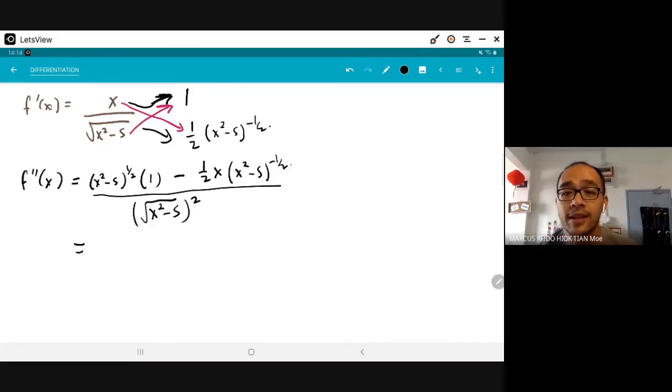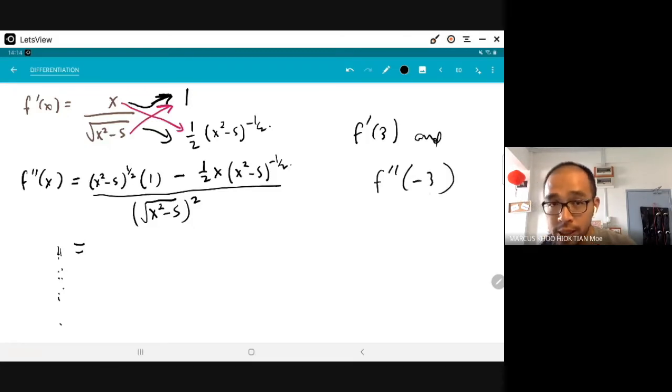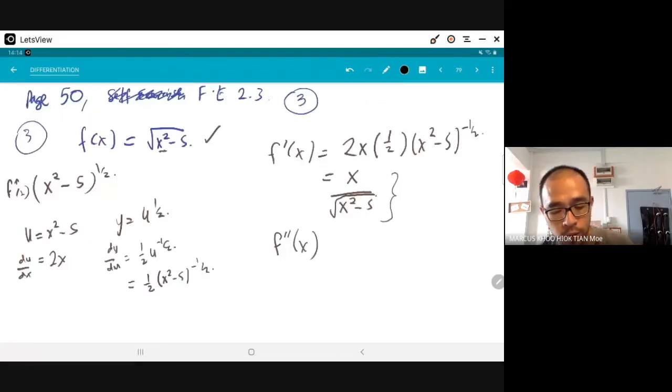Okay, so saya tinggalkan kamu sampai di sini sajalah. Try to settle this on your own. But the question is, dia minta f prime 3 and f prime negative 3. So kalau kita mau cari f prime 3, macam tadilah, once we find the f prime, then you sub the 3 in here to find the value of f prime 3.